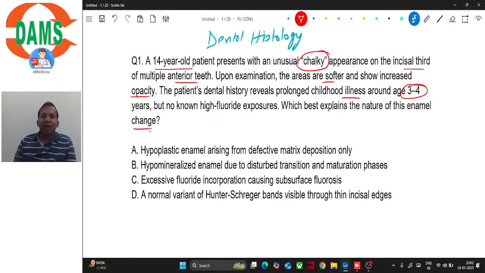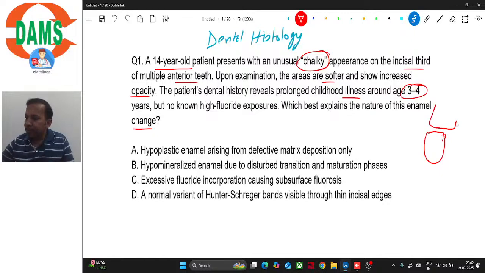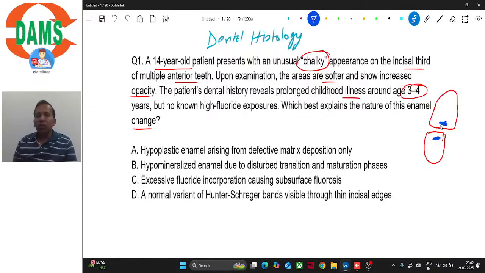So, basically the question is telling about a chalky area on the incisal third. Be it maxillary or mandibular, they both have some chalky areas on the incisal third, right? So, the question is, what does this defect relate to? The patient was ill when the patient was around 3 to 4 years of age, right? So, chalky, white and opaque, isn't it? Very good. Has to be hypomineralized, isn't it?